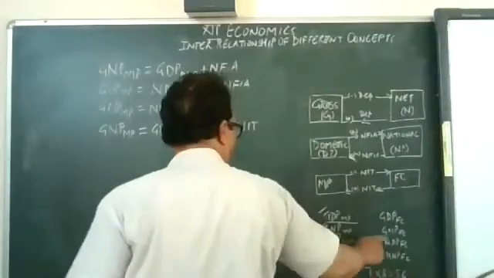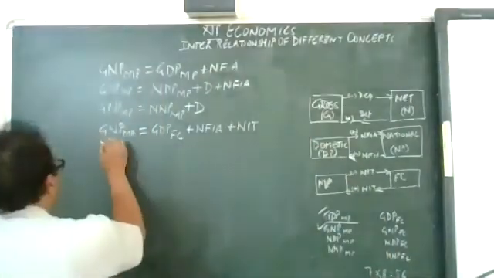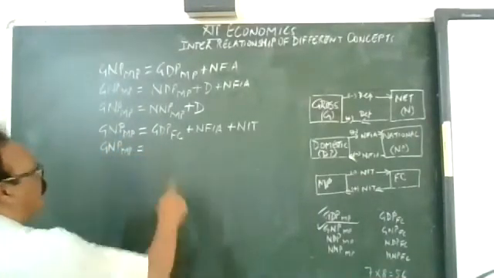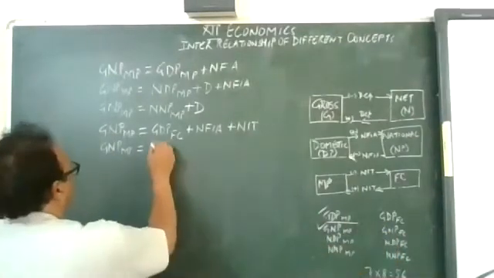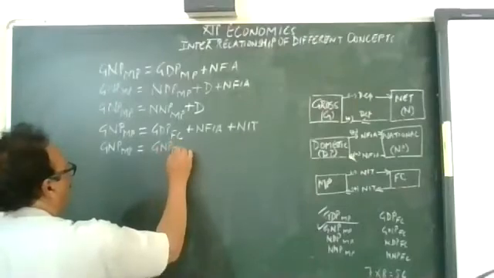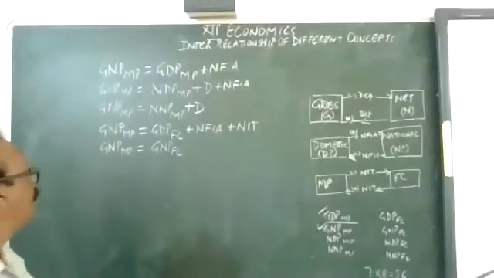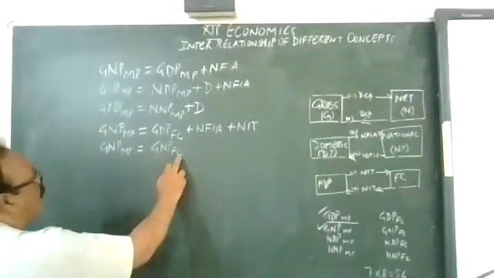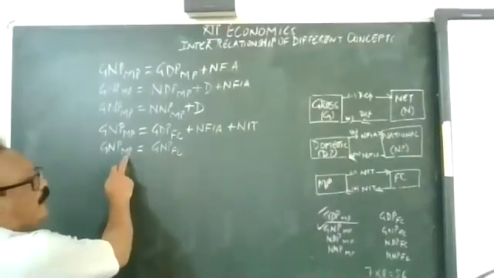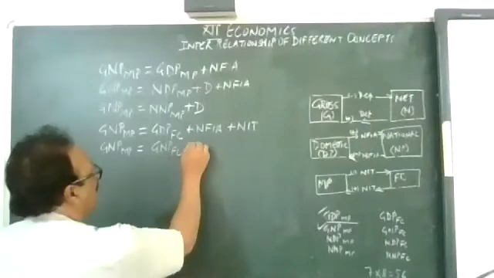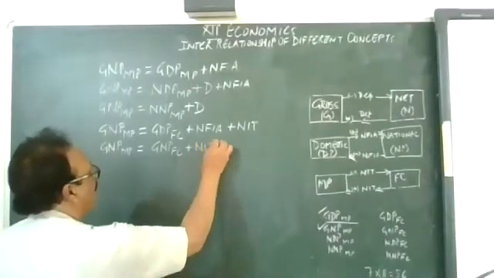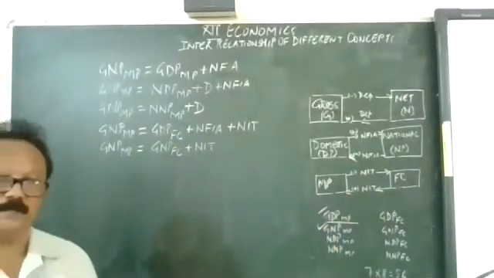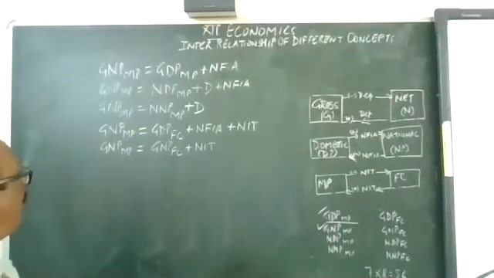Next, GNP at market price, calculated from where now? From GNP at factor cost. Gross, net, everything the same except from factor cost to market price. From factor cost to market price, we will have to simply add NIT. From factor cost to market price, simply add NIT. Okay.